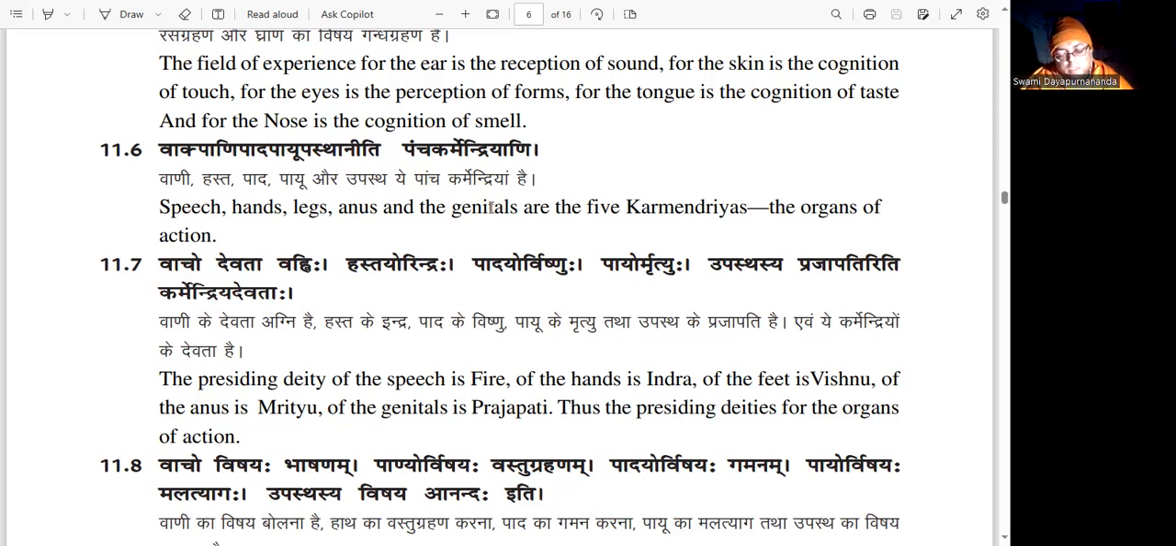"Marande tuhu mama Shyama samana." Death, you are my beloved Shyama. It relieves us, as we know physically when we are pressured to pass urine or stool and cannot, how much we suffer, and when we are able to, we get relieved. So this grand philosophical idea is put in such a subtle and simple way: Payoha Mrityuhu, the presiding deity of the organ of the anus, of Payu, is Mrityu.